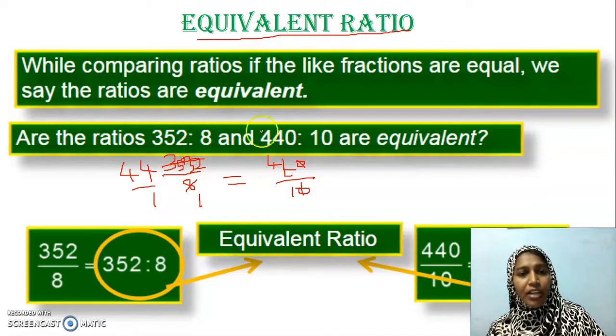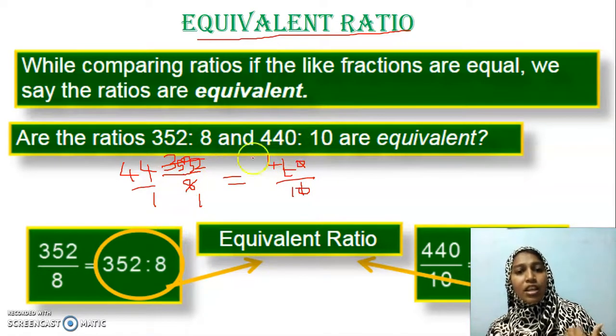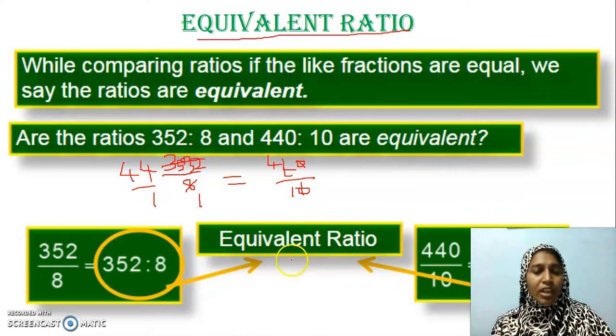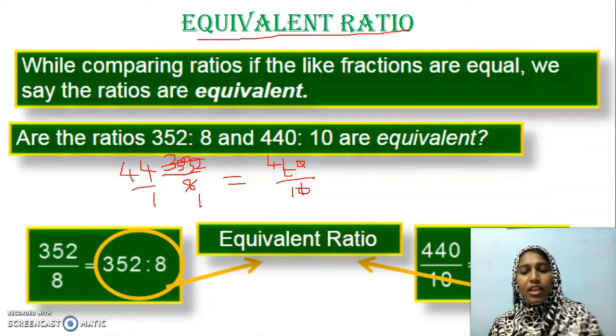Okay, I am converting these fractions. See, 352 by 8 and 440 by 10 are converted to equivalent fractions. We take the LCM between 8 and 10 now. The same procedure, but here the terms are very simple. So I cancelled it and I found that they are the same. So these two ratios are called equivalent ratios. Hope it is clear.